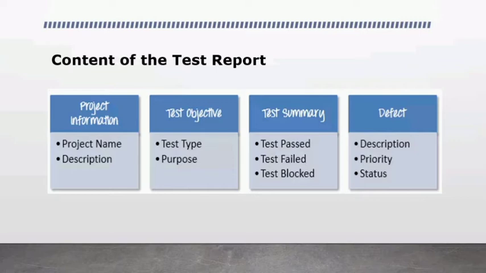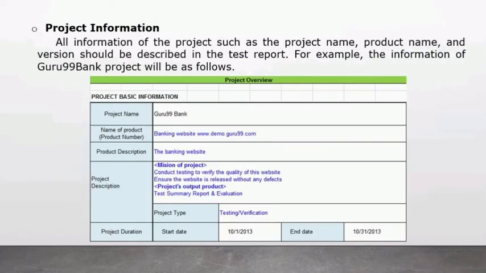So there are four contents of the test report. First is project information, second test objective, third test summary, and fourth the defect. Project information refers to the basic information needed so that you can identify your project. It is composed of the name of product, project name, and also the version should be described in the test report.